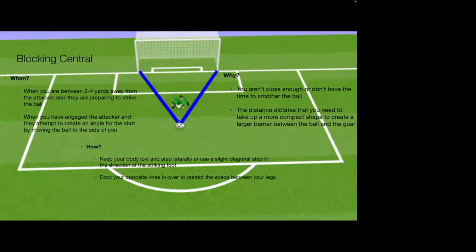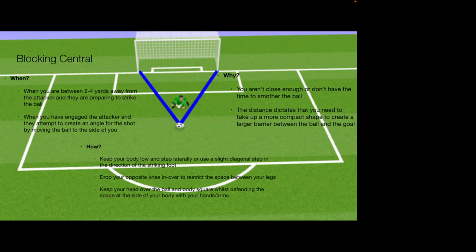Drop the opposite knee in over. So you would make kind of either a K barrier shape or a long barrier shape with the opposite leg. So I've stepped out with my left leg, my right leg comes in to make, as I say, like a K or an L shape. And that obviously reduces the space in between your legs. Keep your head and your body square and over the top of the ball.